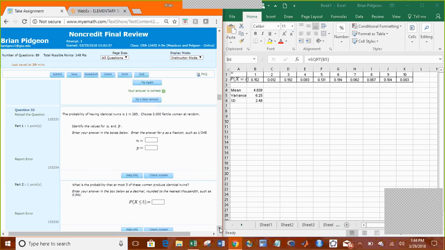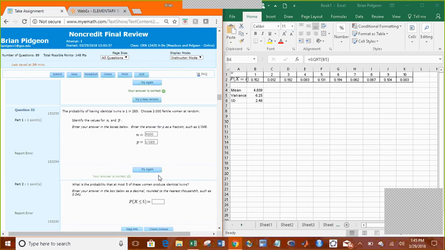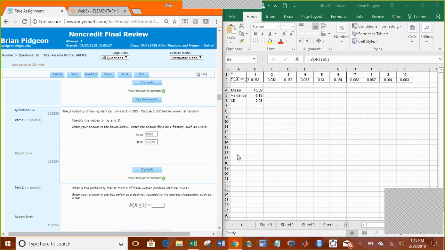Alright, so the probability of having identical twins is 1 in 285. Choose 3,000 fertile women at random. Identify N and P. So N is your sample size, so we've selected 3,000 women. And what is the probability of having identical twins? Well, it tells you it's 1 out of 285. Awesome.